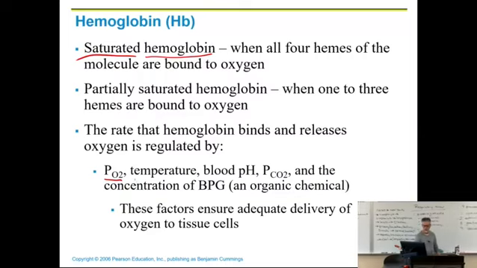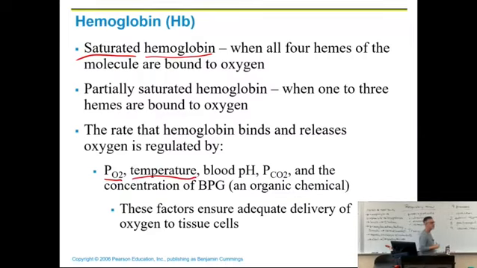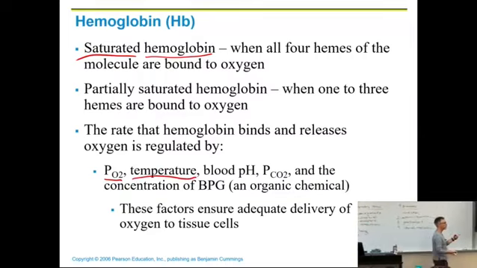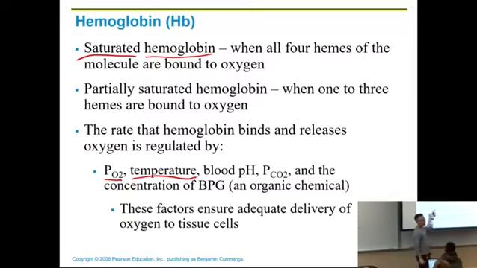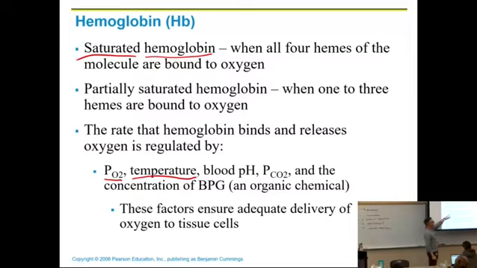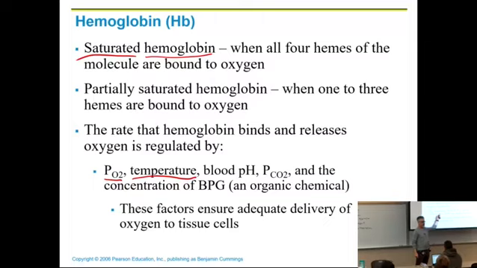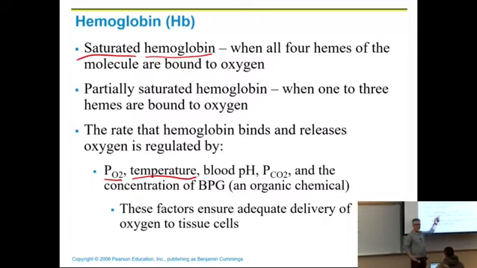And a lot of times when we look at these different factors that can influence hemoglobin, whether it's picking up or releasing oxygen, if you think about an active tissue, a lot of what's going on in the tissue is going to have influence on these factors, which will then signal hemoglobin that it needs oxygen, right? So in an active tissue, we're going to have a low partial pressure of oxygen. We're going to have a relatively high temperature, right? Because think of like skeletal muscle. If you're exercising, it's getting warm.